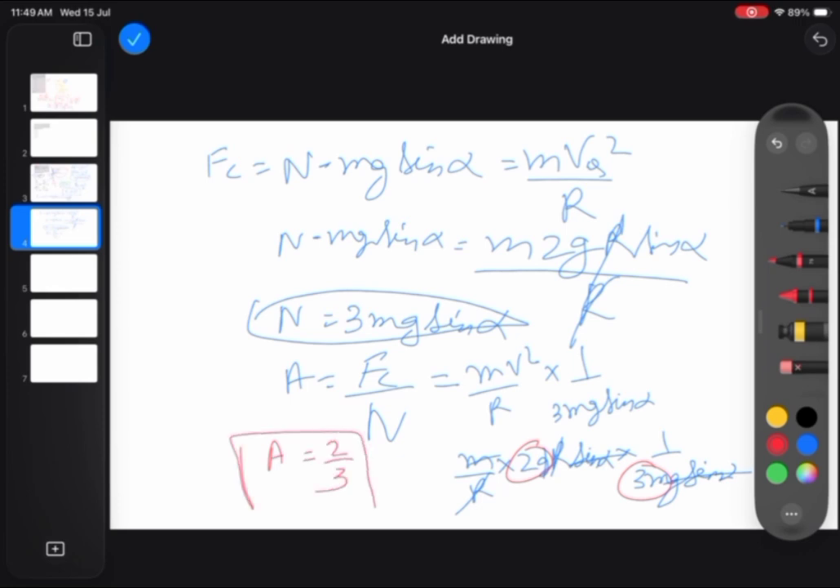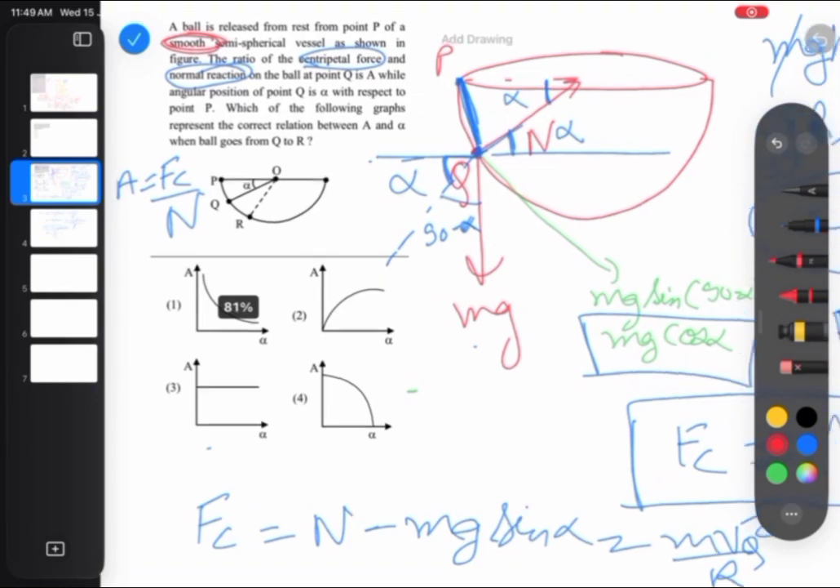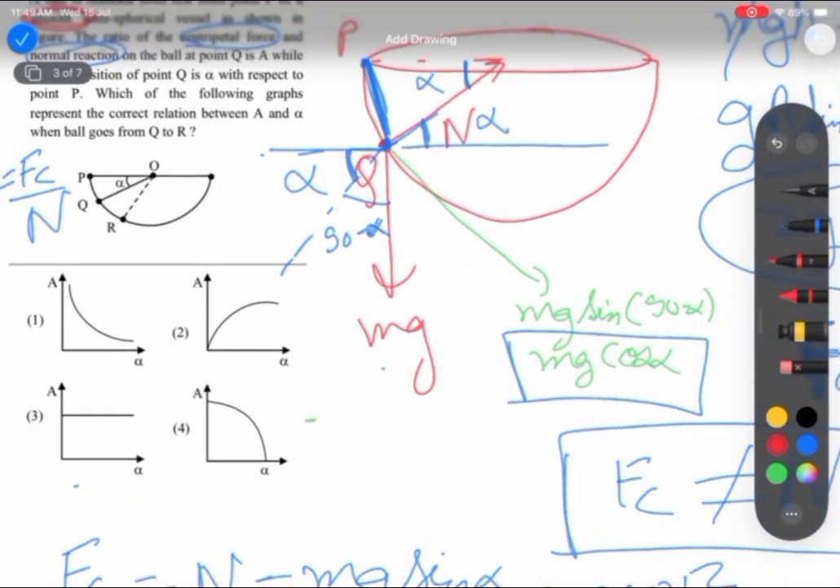So it is a constant. It means the value of A does not depend on alpha. It will remain constant. If we look at the options, then the third option will be the right answer.